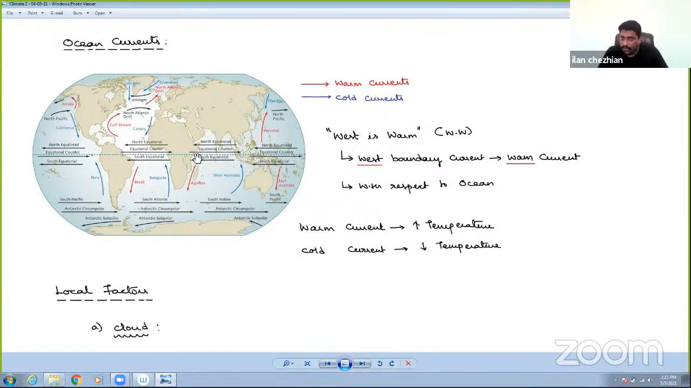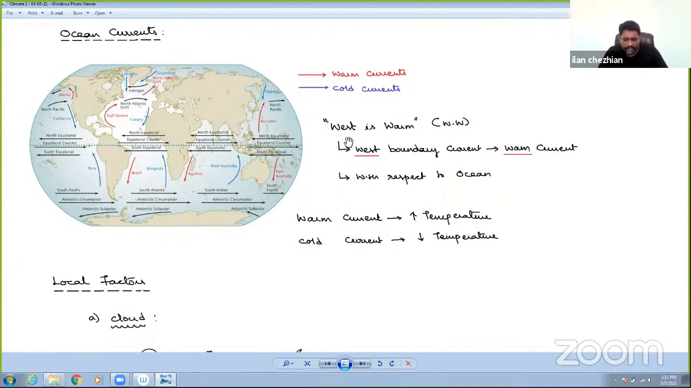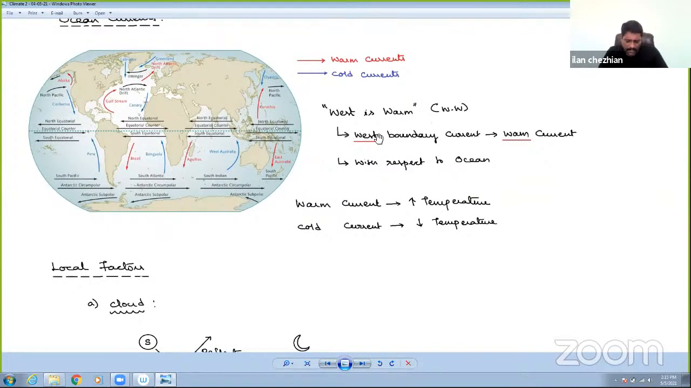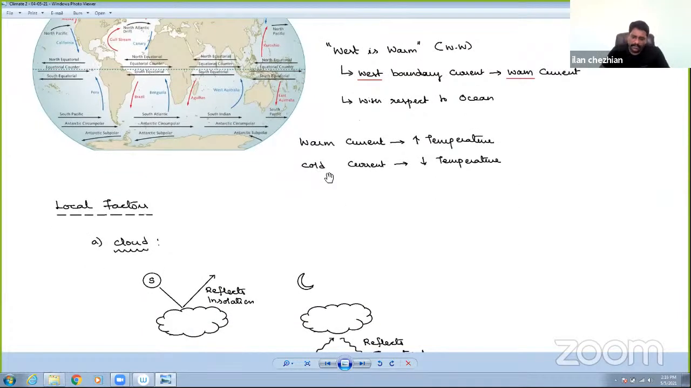The western side of the ocean will always be a warm current. Right, my friend, and that's the reason I said west is warm. Try to remember west is warm. This reference, when I say west and east, is with respect to the ocean itself. With respect to the ocean, west is warm and east is cold. Whichever place comes under the influence of warm current, the temperature will increase, and whichever place comes under the influence of cold current, the temperature will decrease, my friend.